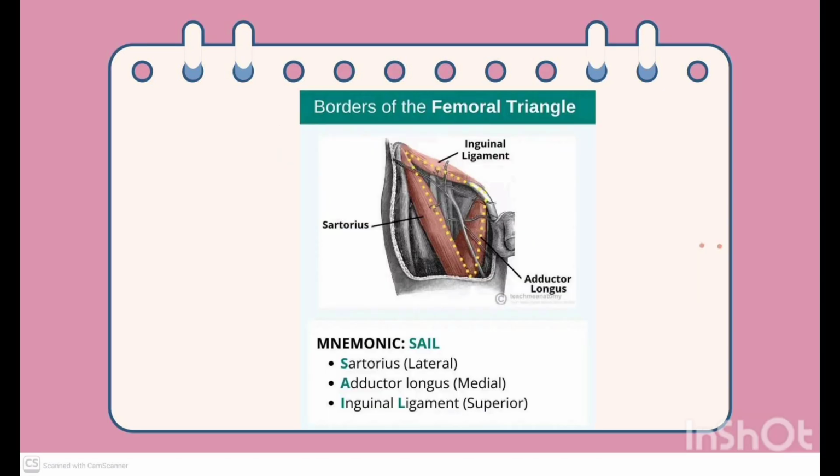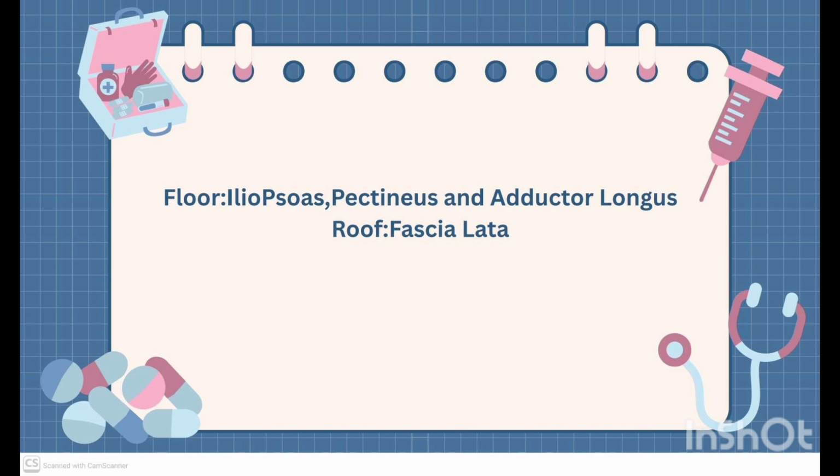This can be remembered by the mnemonic SAIL. S for sartorius, A for adductor longus, IL for inguinal ligament. That is SAIL, SAIL. And now the floor is formed by three muscles: iliopsoas, pectineus, and adductor longus, and the roof is formed by the fascia lata.